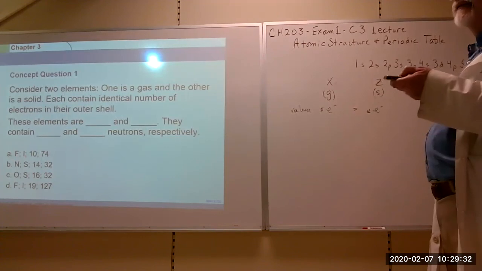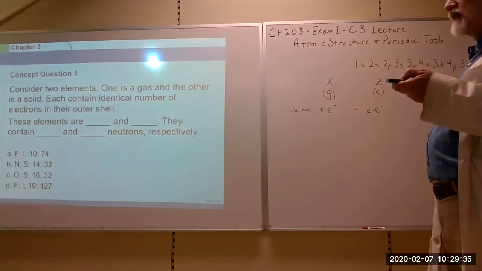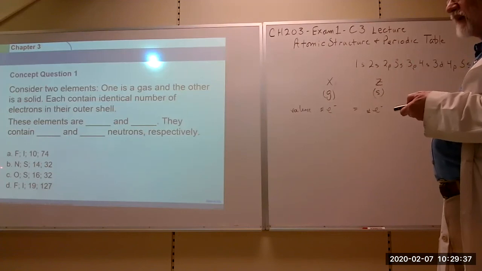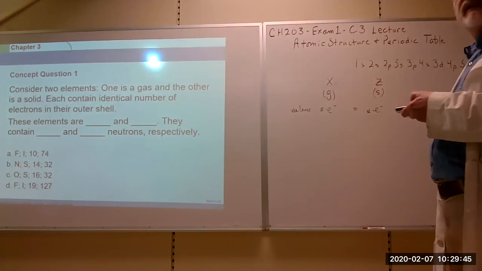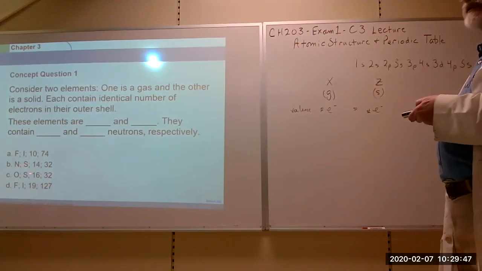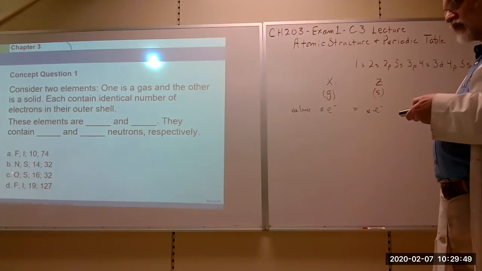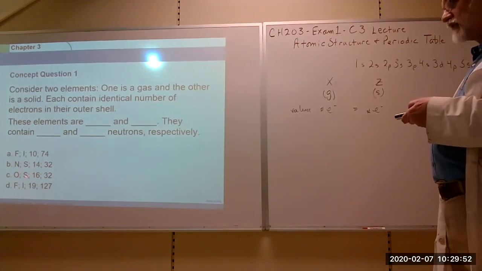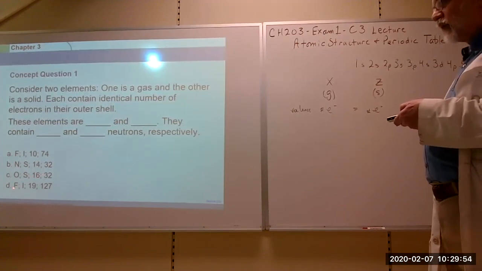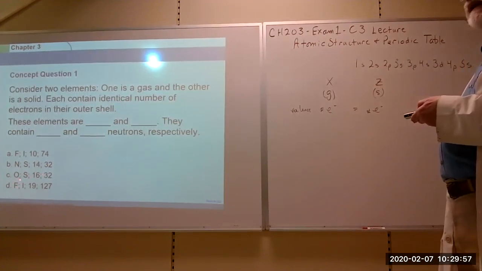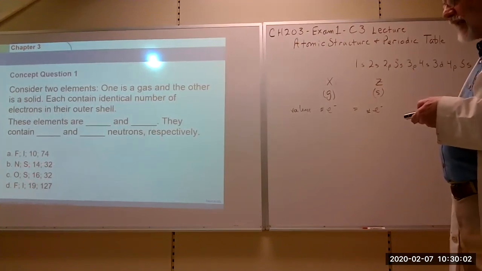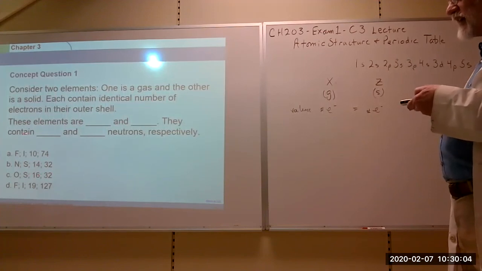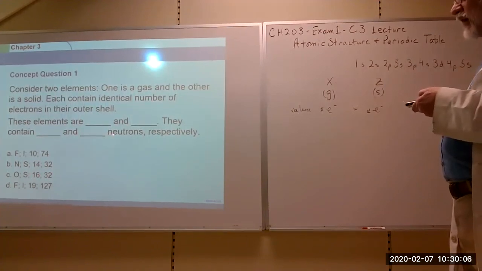Fluorine and iodine. Fluorine's a gas, iodine's a solid. Okay, that works. Nitrogen and sulfur. Nitrogen and sulfur, they're not in the same group, so B's out. Oxygen and sulfur. Okay, that's a possibility. Oxygen's a gas, sulfur's a solid. Fluorine and iodine, again. So we threw this one out. And now we need to look at contain blank and blank neutrons.